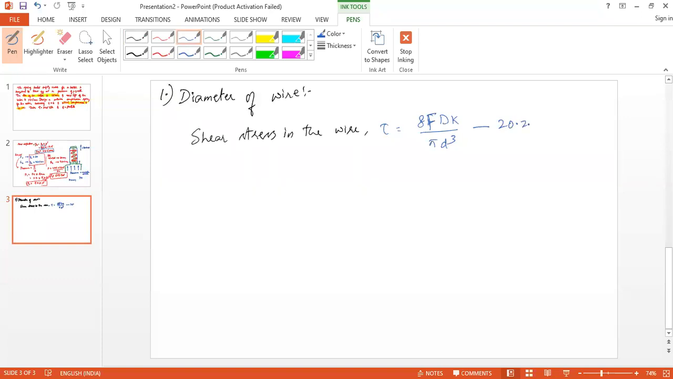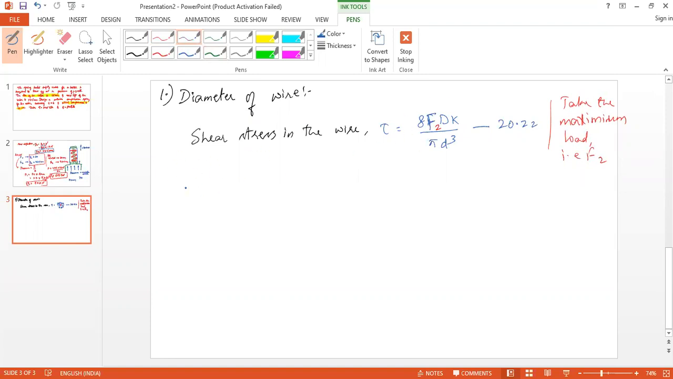F2, sir. This is F2 because F2 is the maximum load. Take the maximum load. That is F2.